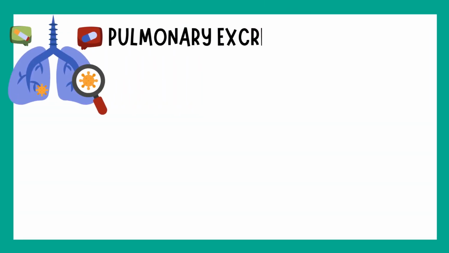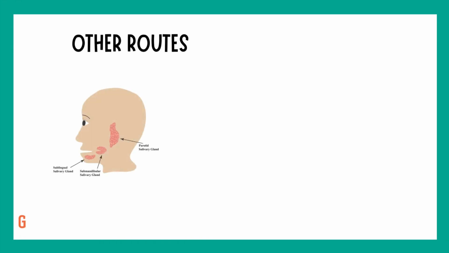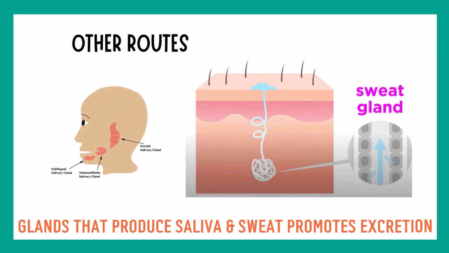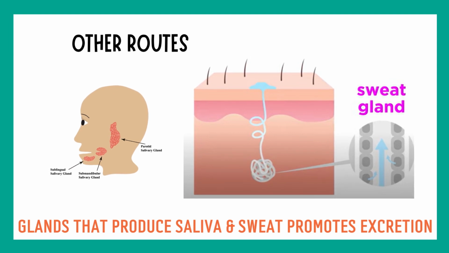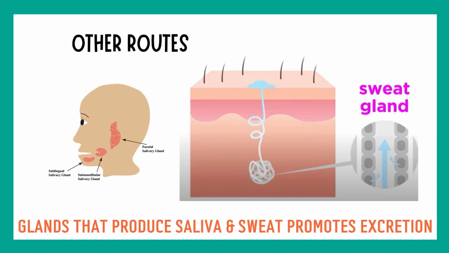Some drugs are metabolized into gaseous form and excreted through the lungs via exhalation. This process is known as pulmonary excretion. Glands that produce fluids such as saliva and sweat can also promote excretion. However, these routes typically contribute minimally to the overall excretion process.